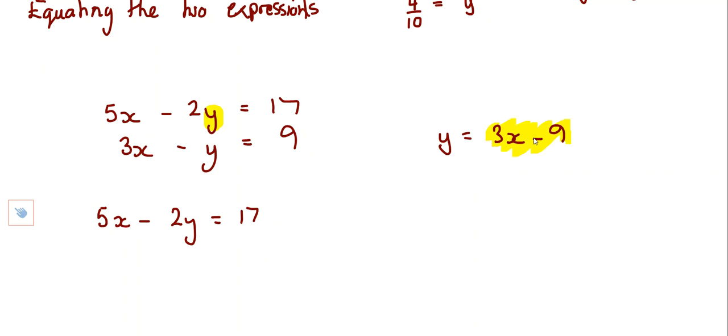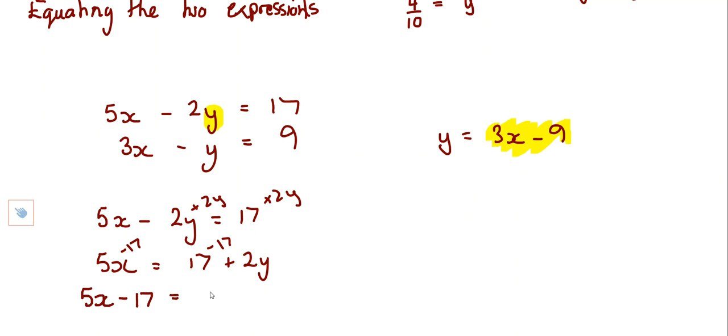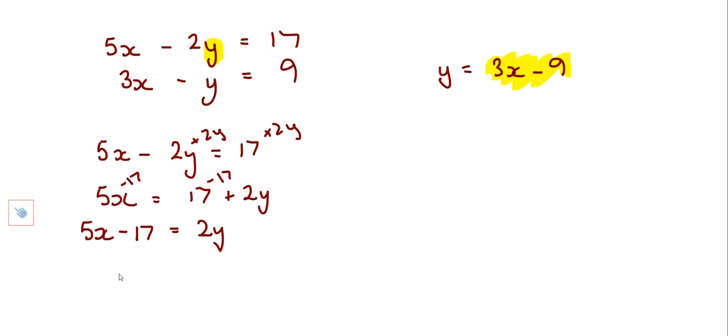So what would we do to do that? Can I add the 2y first? I'm going to do that to get rid of the negative, so I've got 5x equals 17 plus 2y. I'm then going to minus the 17. You might think that's overly complicated, but that's what keeps it right. Now I divide by 2. So I've got (5x minus 17) over 2 equals y.